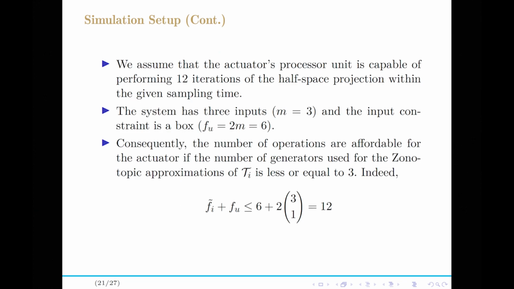We also assume that the actuator of the system is capable of performing 12 iterations of half-space projection in one sampling time. We should spend 6 of these 12 iterations for projection into the input constraint, because we have 3 inputs and a box-shaped input constraint, so we need 6 out of 12 to project into the input constraint. And we just have 6 to perform the state constraint projection. So we can choose the number of generator vectors for the zonotope inner approximation to have an upper bound of 6, which should be 3 generator vectors, and this is equal to the maximum number of operations that can be performed in the actuator.